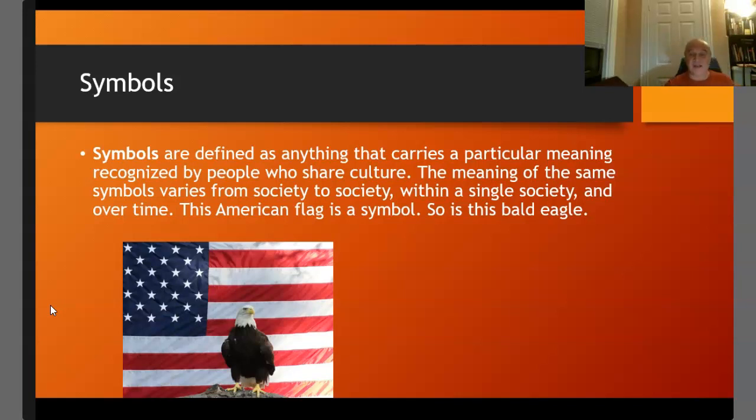Symbols are defined as anything that carries a particular meaning, recognized by people who share a culture. The meaning of the same symbols varies from society to society, and of course, we can know the meaning and not agree about some of the permutations of the meaning, as the current NFL take a knee protests is emblematic of. This American flag is a symbol, so is the bald eagle. So symbols are a larger cultural way that we transmit cultural elements from generation to generation.